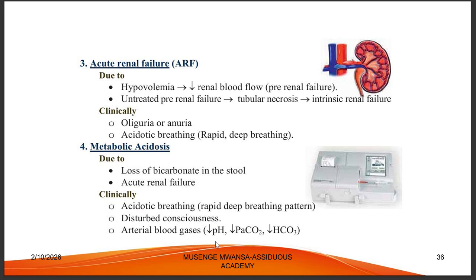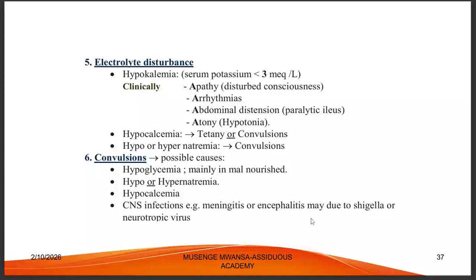The pH is low because of acidosis. Partial pressure of carbon dioxide is low. The bicarbonate is also low. For the electrolytes, there can also be a disturbance. There will be hypokalemia where serum potassium is less than 3 milliequivalents. If someone has hypokalemia, you are going to have apathy, disturbed consciousness, arrhythmias, abdominal distension because of paralytic ileus, even atony because of hypotonia. The child is floppy and such.